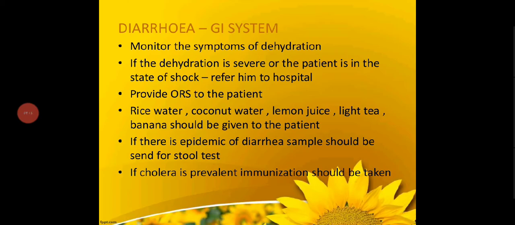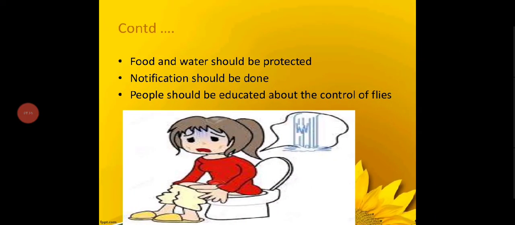If there is an epidemic of diarrhea, a sample should be sent for stool test. If many people of the same area are having diarrhea, then a sample of the stool is to be tested. If cholera is prevalent, immunization should be taken. Food and water should be protected. Notification should be done. People should be educated about the control of flies, and about diarrhea and cholera.